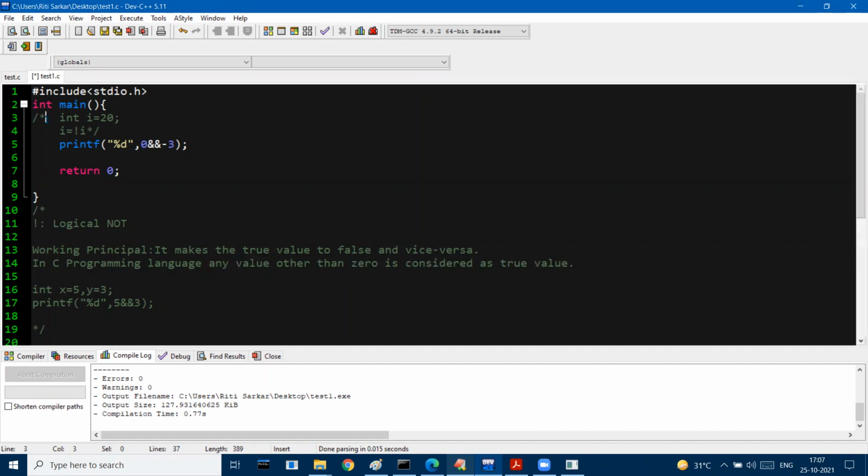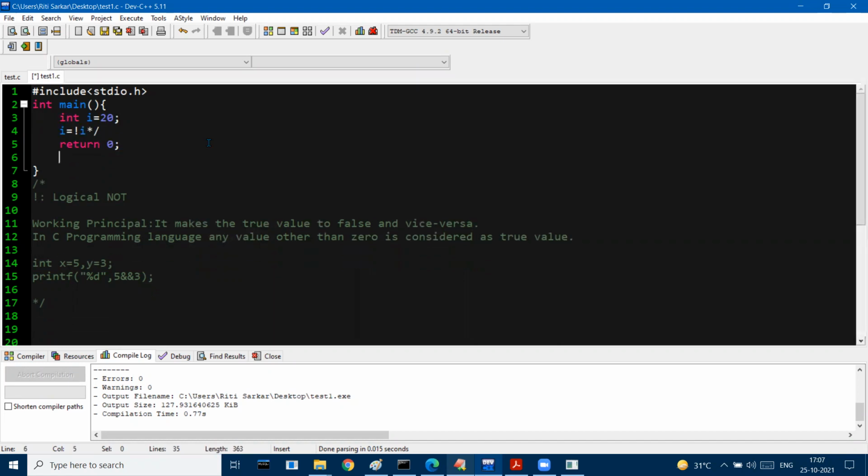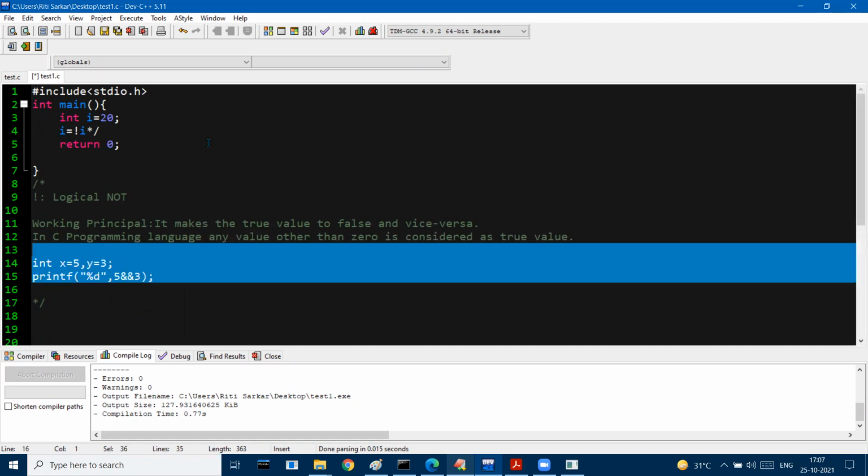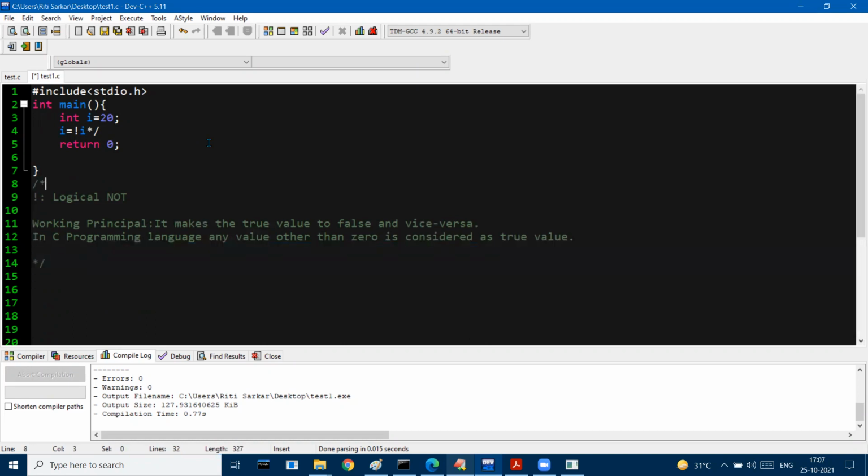Now let us come back to our example here. This is the code. Now what is going to happen here? Observe carefully. I is equal to not I, greater than some value. Here I'm writing 24. I is equal to not I, greater than 24. Then what will happen? Observe carefully.